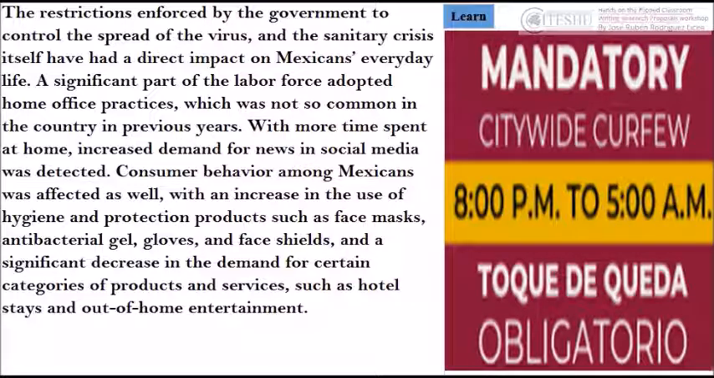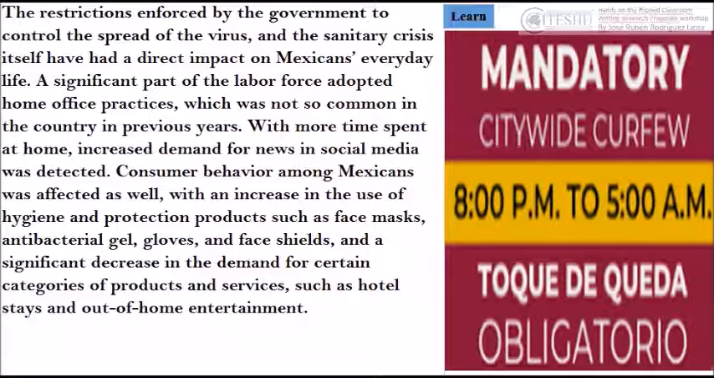The restrictions enforced by the government to control the spread of the virus, and the sanitary crisis itself have had a direct impact on Mexicans' everyday life. A significant part of the labor force adopted home office practices, which was not so common in the country in previous years. With more time spent at home, increased demand for news and social media was detected.